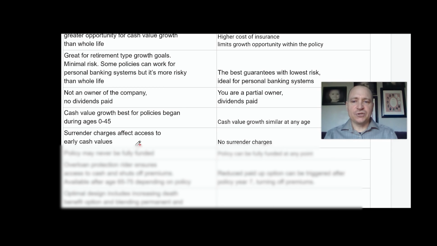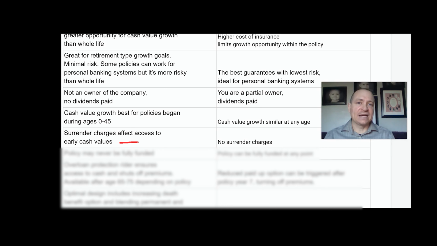Another thing to consider is that surrender charges affect access to early cash values. With index universal life policies, you don't end up having the same amount of access to your cash value in the early years as you would in a whole life product. In my index universal life policy in particular, I didn't have access to it for the first year. On top of that, there are still surrender charges going out 10 years that reduce the cash value that's going to be available. Now, in my situation, I was okay with that. It worked out well for what I was trying to do, and we're in this for the long game. So those surrender charges are not really a big deal.